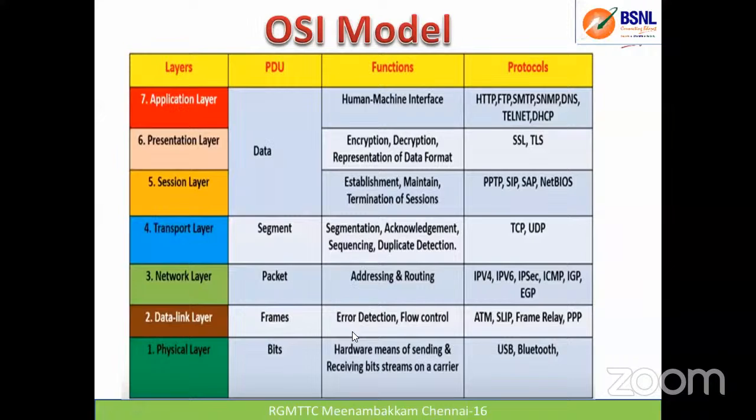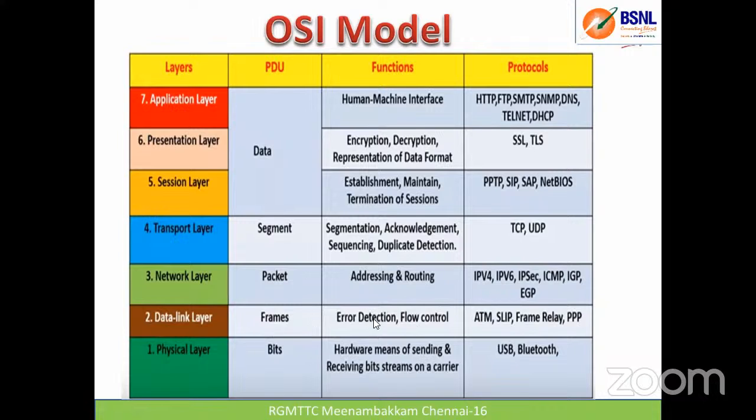In the physical layer, we have the hardware means of sending and receiving bit streams on the carrier. Whatever hardware, equipment or systems there are, they come under the physical layer. For example, USB and Bluetooth are some of the devices used in the physical layer.